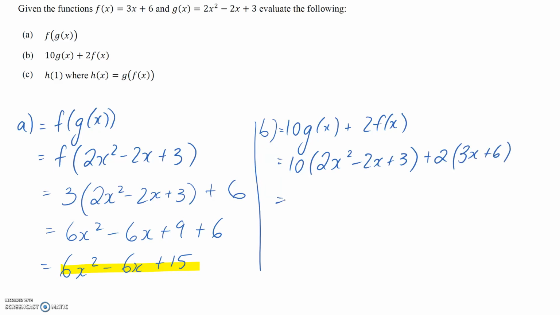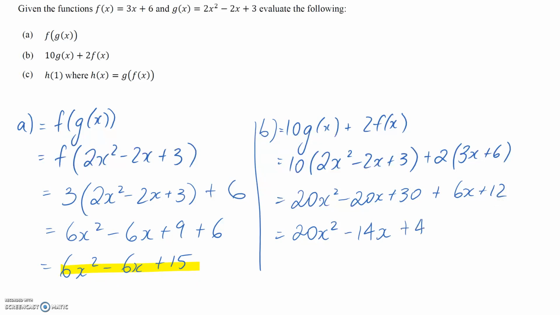So again, we could do a little bit of cleaning up on this if we wanted to. So 20x squared minus 20x plus 30. And then the second bracket expands to 6x plus 12. And then we could put together the x squareds, the x's, and the constants. So we've only got the 1x squared, so there'll be 20x squared. Here we've got negative 20 plus 6x, so that's going to leave us overall with negative 14x. And then we have 30 plus 12, so overall that's 42. So that would be my answer to this second one.